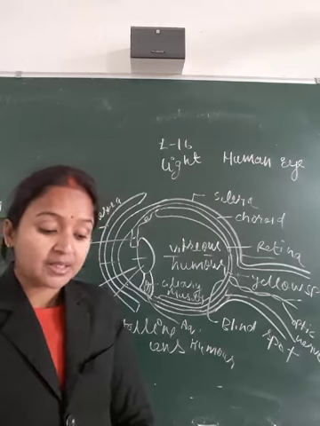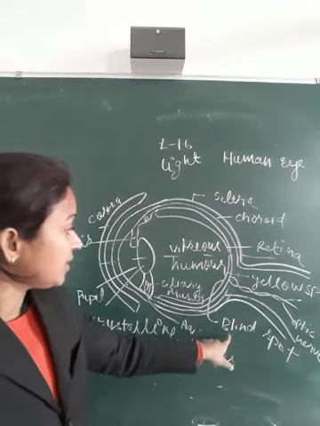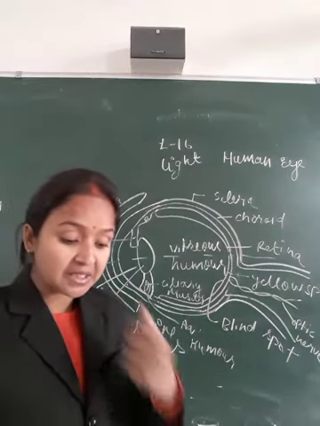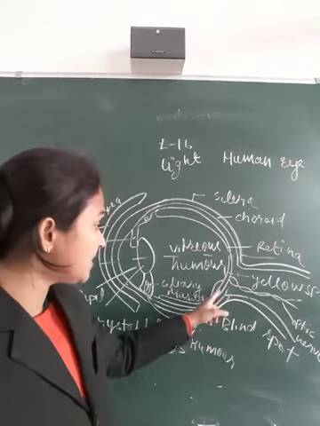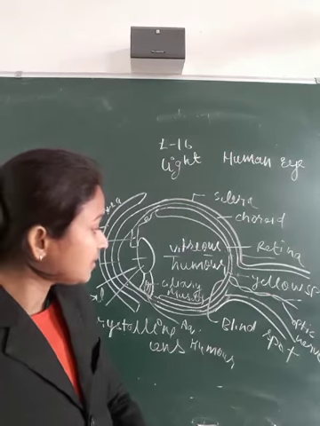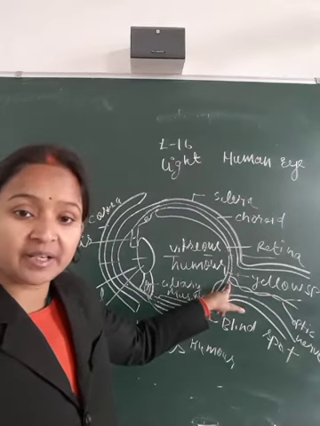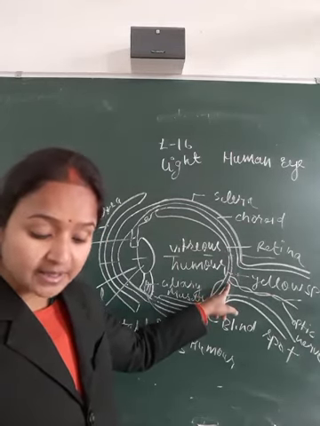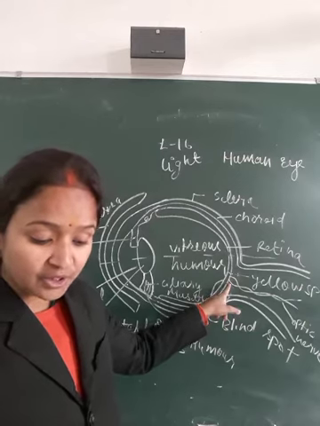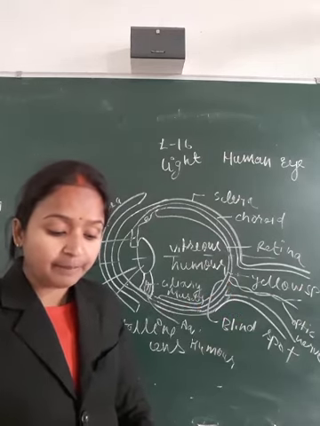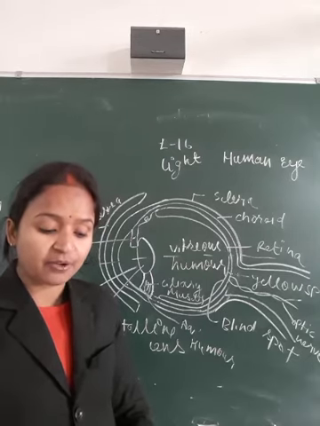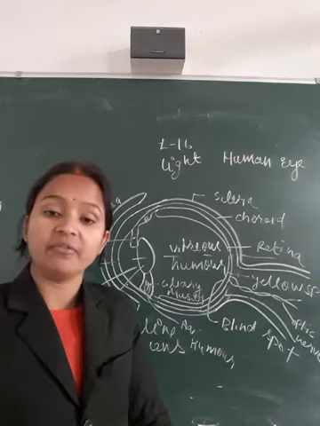And second one is the blind spot. Here you can see that blind spot. It is the region of the retina where the optic nerve enters. This is the point of entering, and it does not seem to have any function. Any image formed on this spot is not visible.